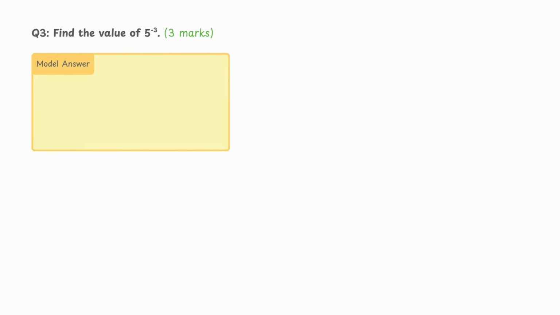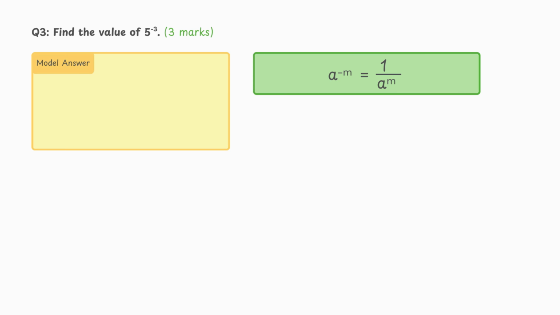Question 3. Find the value of 5 to the power of negative 3. We use the index law that says when a number is raised to a negative power, it becomes 1 over that number raised to the positive power. This is why 5 to the power of negative 3 becomes 1 over 5 to the power of 3.